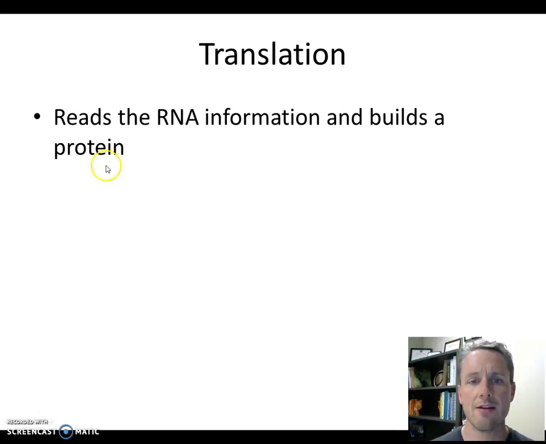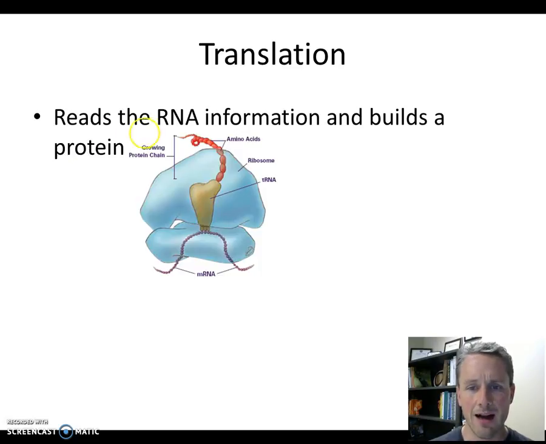Here, we're going to read the information in that RNA we just made and build a corresponding protein. So RNA is the instructions about how to make a specific protein. Here's a diagram showing the RNA and then the ribosome structure and another molecule called a tRNA that are all working together to put together these amino acids, or the growing protein chain. So again, in translation, we read the RNA, we build a protein up here.